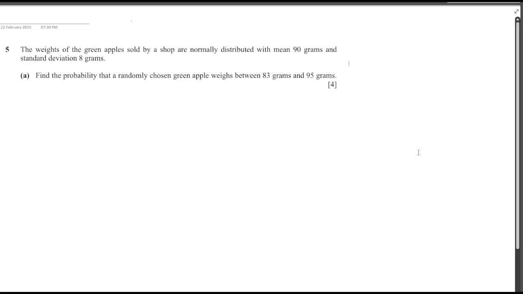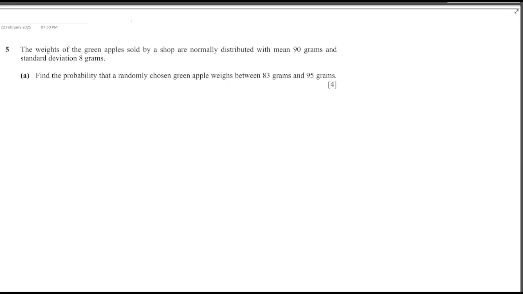Fifth question. The weight of green apples sold by a shop are normally distributed with mean 90 grams and a standard deviation 8 grams. Find the probability that a randomly chosen green apple weighs between 83 grams and 95 grams. So here in the problem itself, it is clear that the problem is of normal distribution. Here mean is given 90 and standard deviation is given 8 grams.